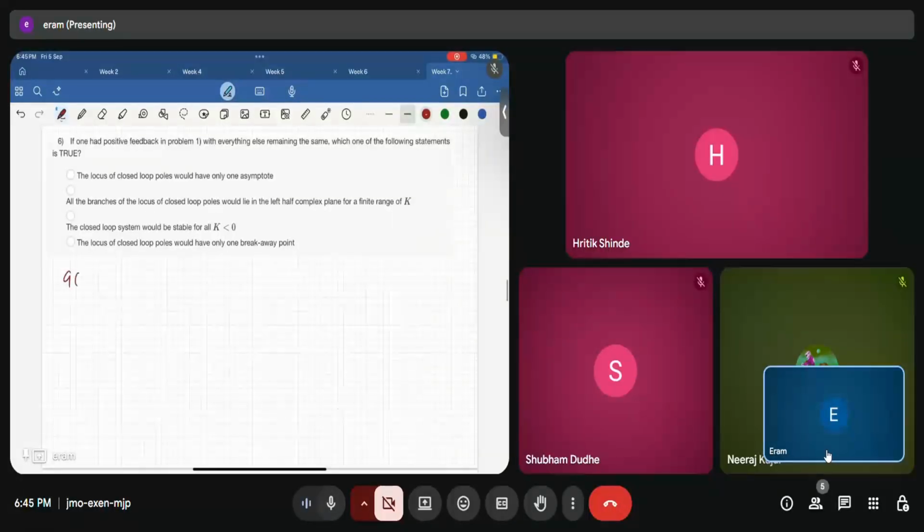So we had G(s) as k by s square plus s cube plus 2s square plus 5s. This was our open loop transfer function and k was less than or equal to 0. But now instead of negative feedback we have positive feedback. Now what can we comment on the root locus?